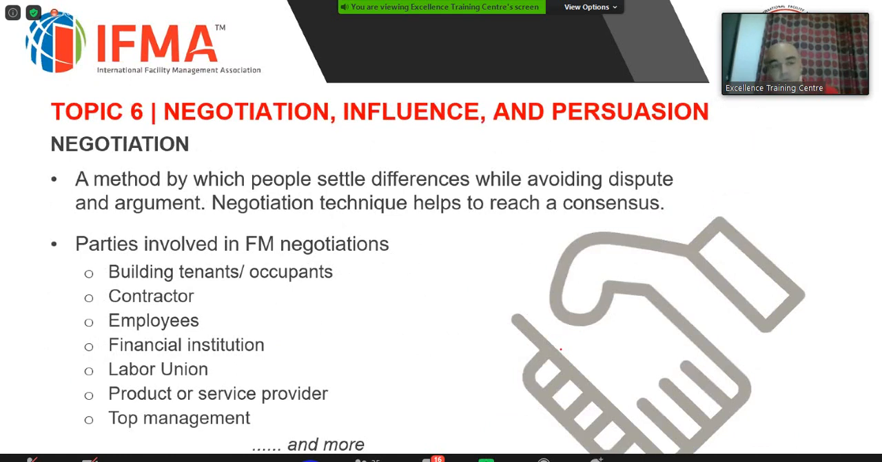Negotiations. We are always negotiating. You negotiate with your wife, you negotiate with your kids, you negotiate with your boss, you negotiate with your suppliers. Wherever there's a transaction, wherever 2 people are interacting, there is negotiation. So negotiation is a method by which people settle differences while avoiding disputes and arguments. The aim of negotiation is to reach a middle way.